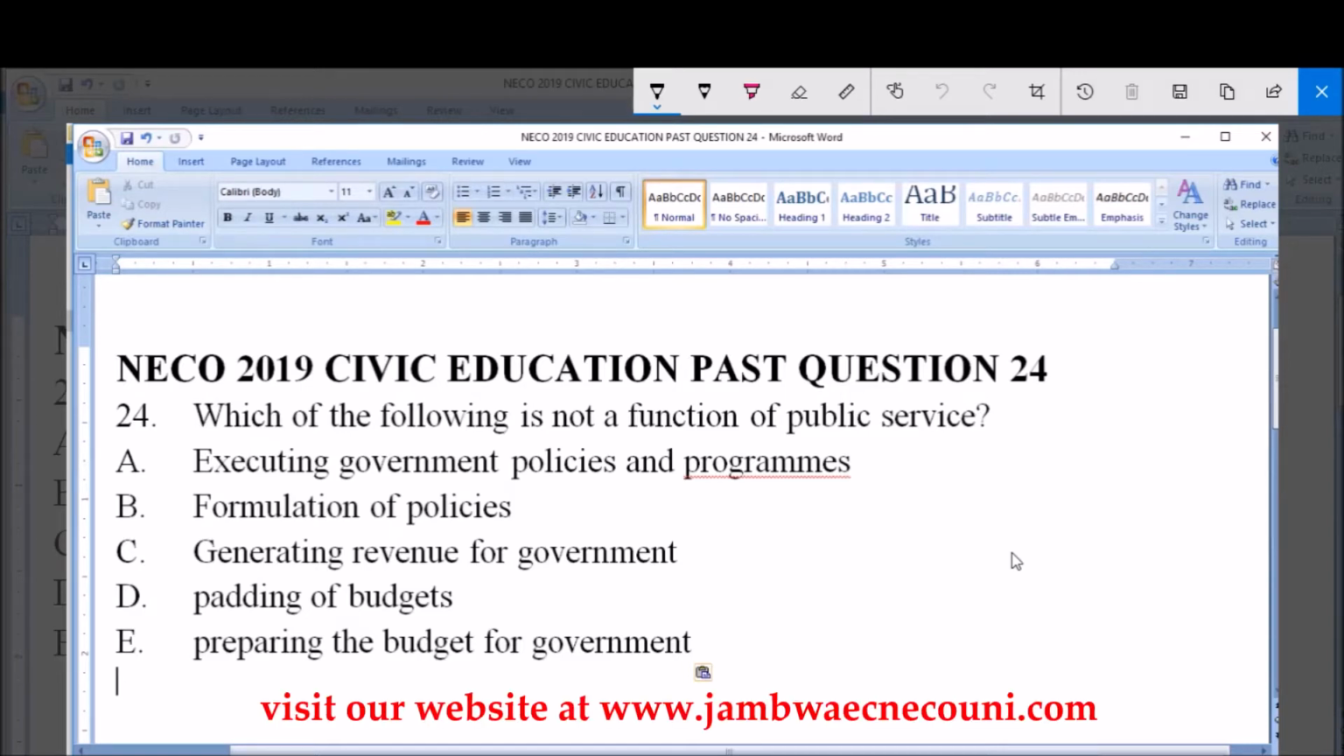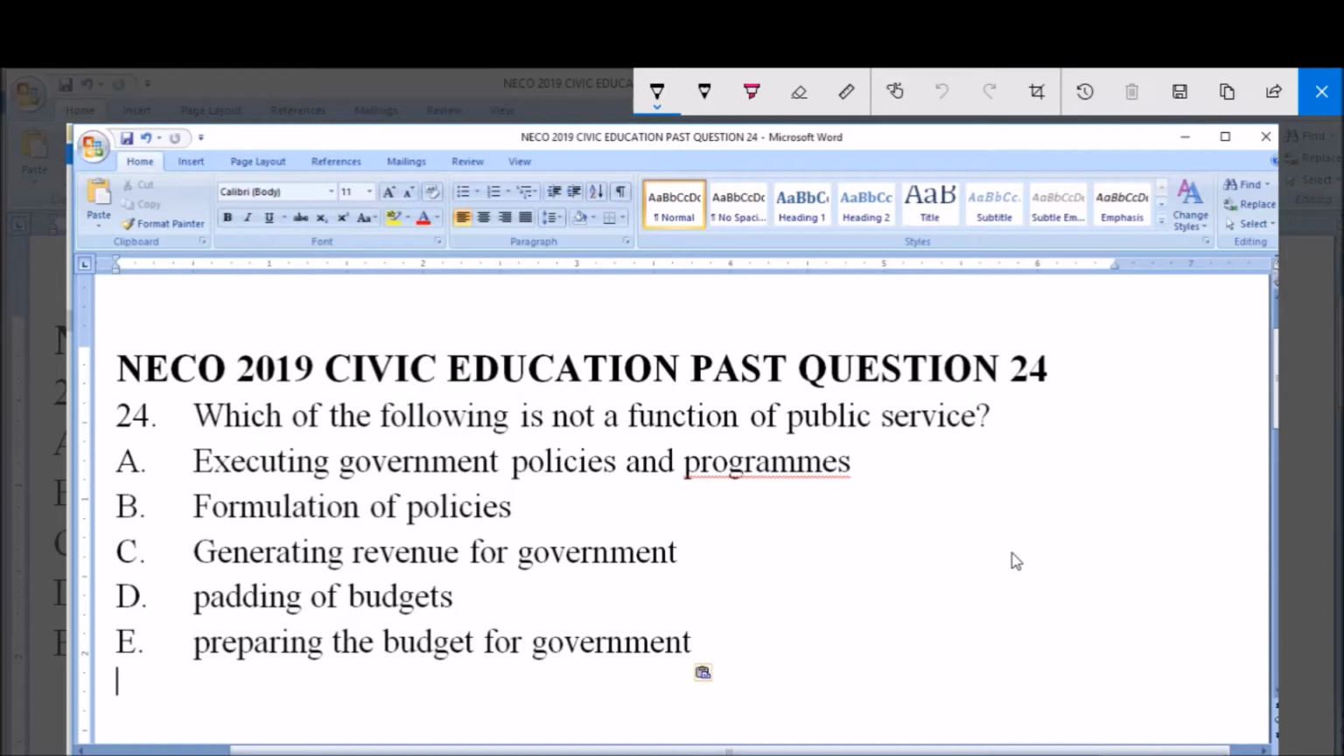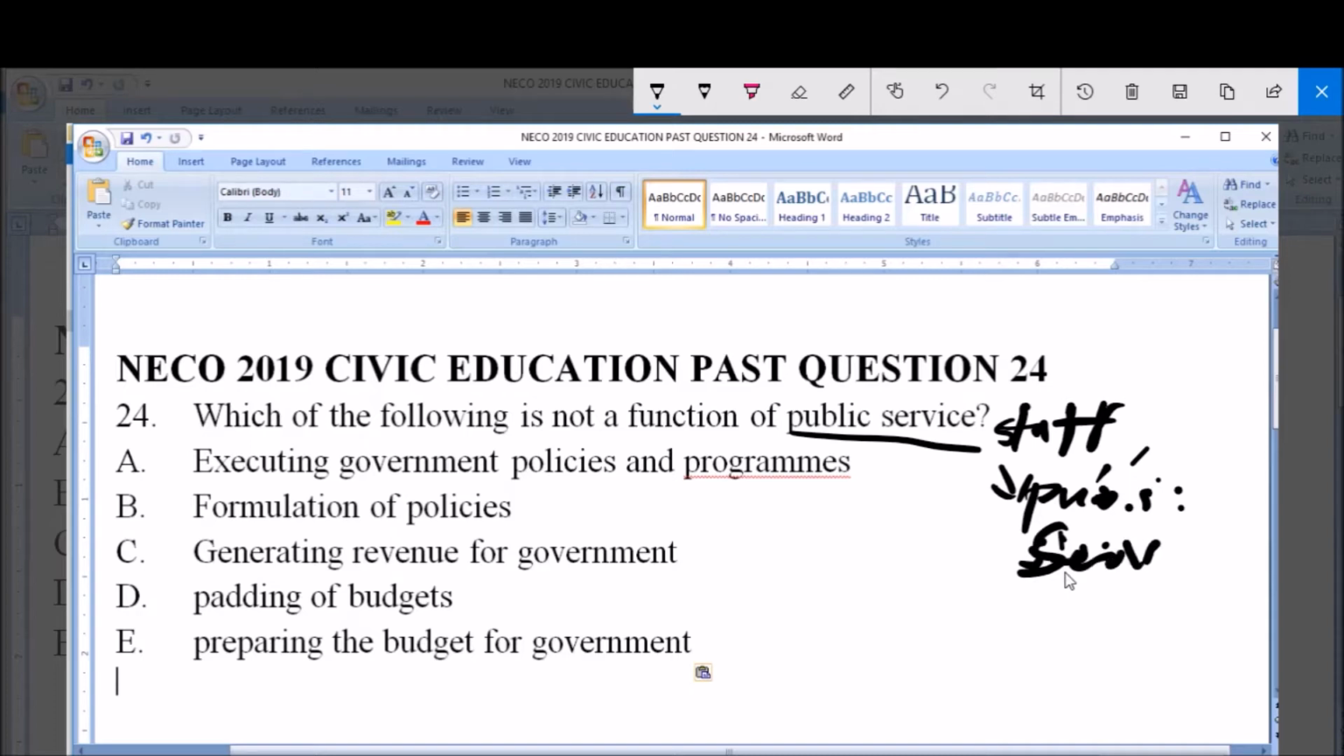Question number 24 says, which of the following is not a function of public service? Public service, which is not. Remember that the people who staff the public service are known as public servants. Public service is established by an Act of Parliament. So which of the following is not a function of public service?